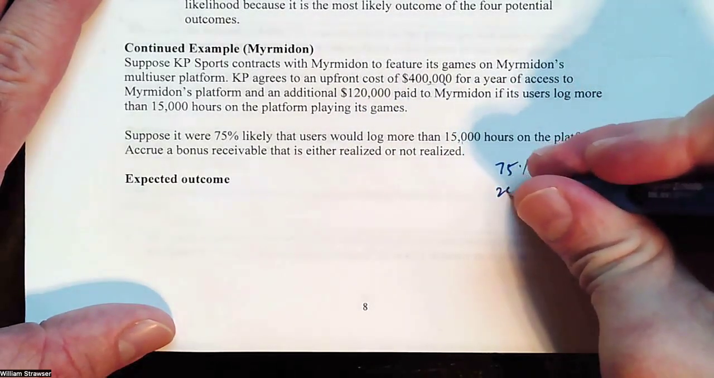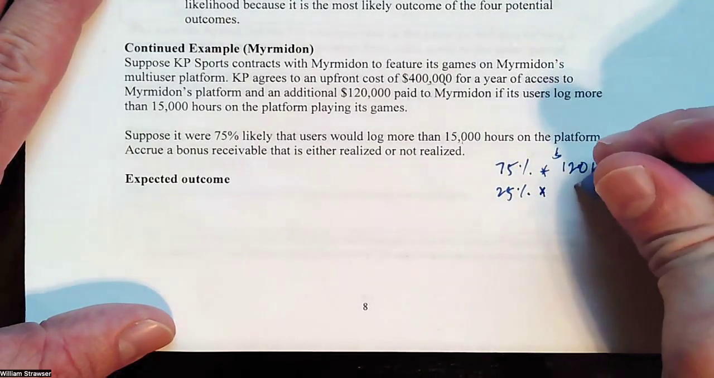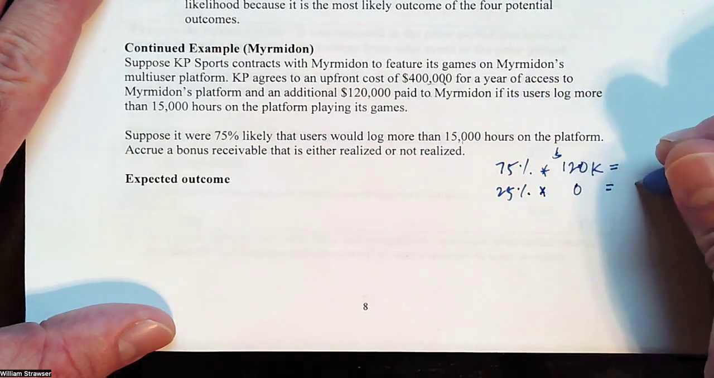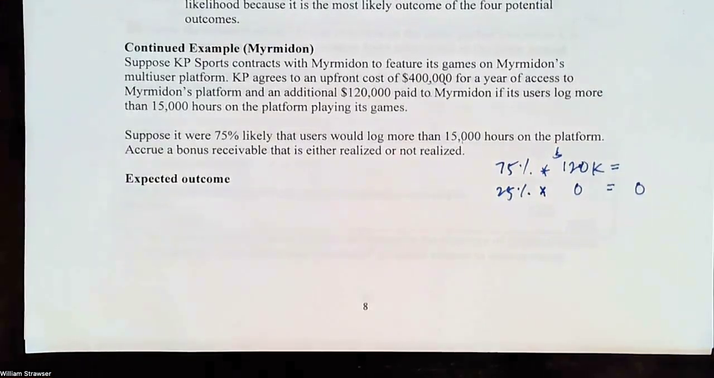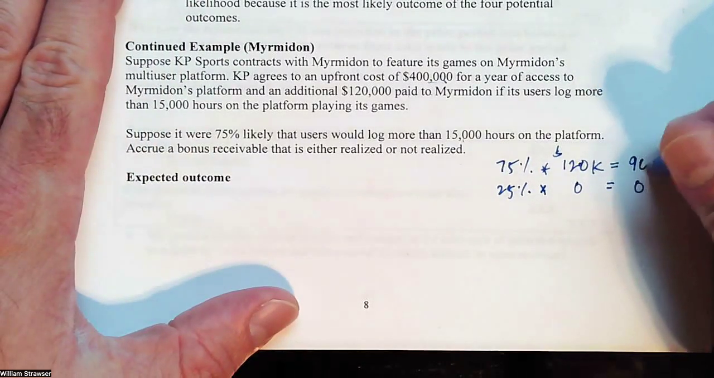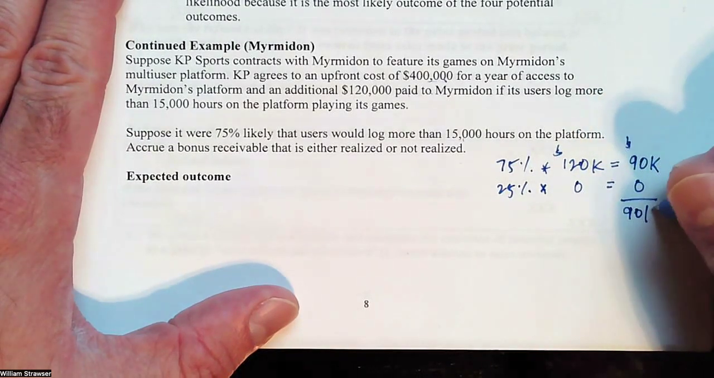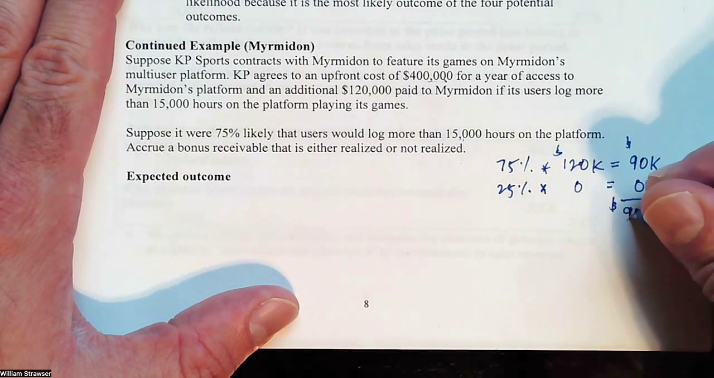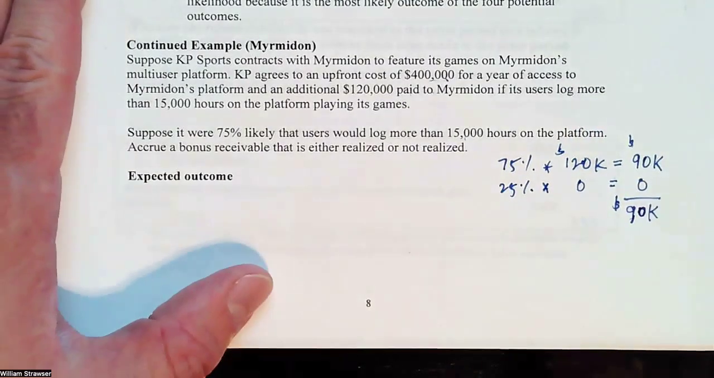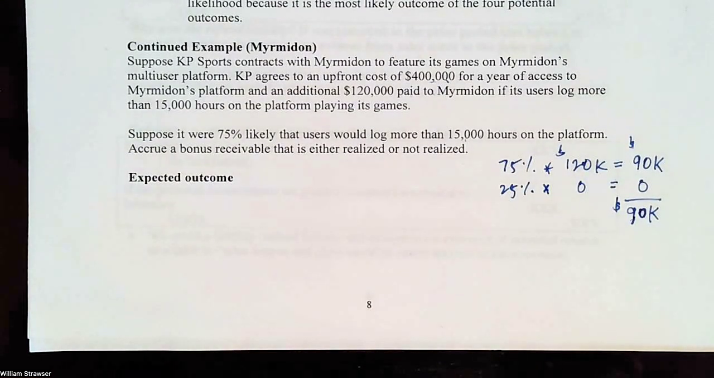Now it's 25% likely that they don't, because it's either they pass the 15 or they don't, and that's $0, right? So that's going to come in as a big fat goose egg. And then we have 75% of 120,000, which is three quarters, which is 90,000. So using the expected outcome approach, we have a $90,000 likelihood, or a price, right? That's what we expect to get from this, given that it's 75% likely we're going to meet this threshold.